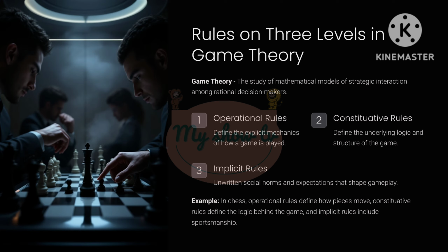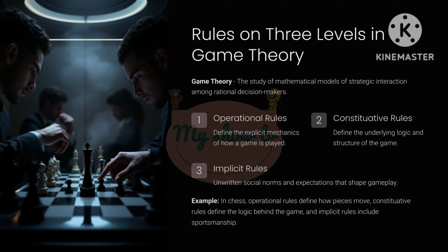1. Operational rules. These are the explicit rules that dictate how the game is played. 2. Constitutive rules. These define the logical structure and underlying mechanics of a game. 3. Implicit rules. These are the unwritten, socially accepted rules that influence player behavior.